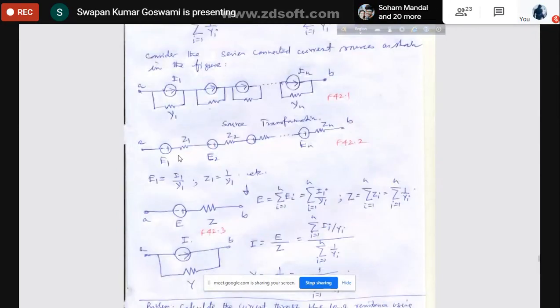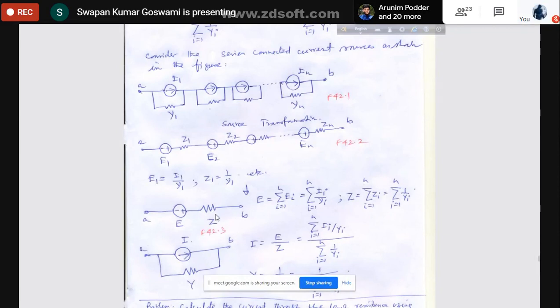Now, when you have series connected voltage sources, obviously you know the resultant source is the summation of all sources. So E1 plus E2 plus E3 up to En is the resultant voltage E. What is Ei? Ei means Ii by Yi, summed over all sources. And Z will be the summation of all impedances, Z equal to the summation of Zi for i equal to 1 to n, where Zi is 1 upon Yi. That means the reciprocal of admittance is the impedance. This is how you can represent them as a voltage source with series impedance first.